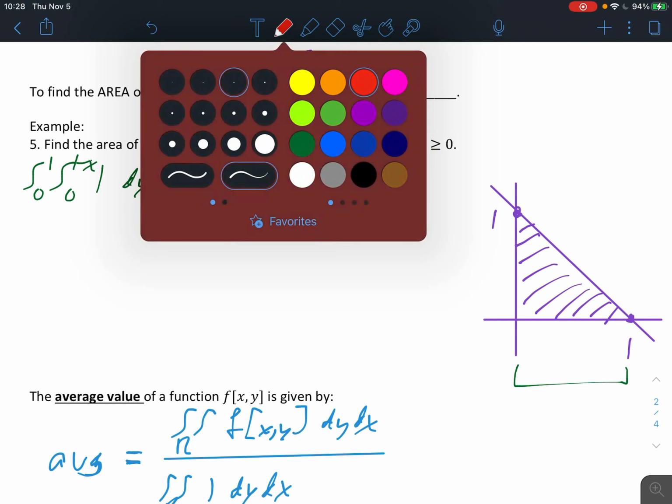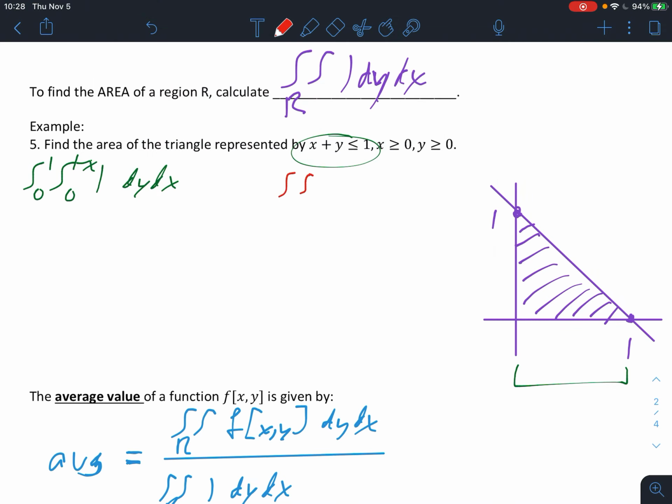Let's say we want to do it the other way. So we want to do our integral of 1 dx dy. Well, that's fine. It's not going to make it too much harder here. So now our y bounds would be 0 to 1, and our x bounds would be 0 to whatever that line is. So if we solve this equation for x this time, we would get 1 minus y. So it would be from 0 to 1 minus y.